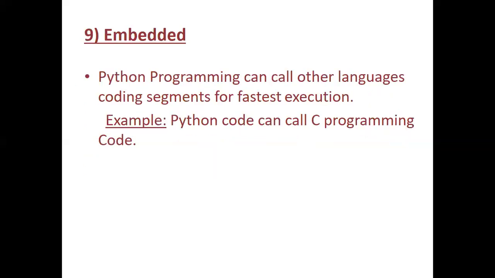Now next is embedded. Python programming can call other languages' coding segments for fastest execution. What does it do? It can call the coding segments of other languages also for its fastest execution. Example, Python code can call the C programming language to make it execute fastest. Now let's go ahead.